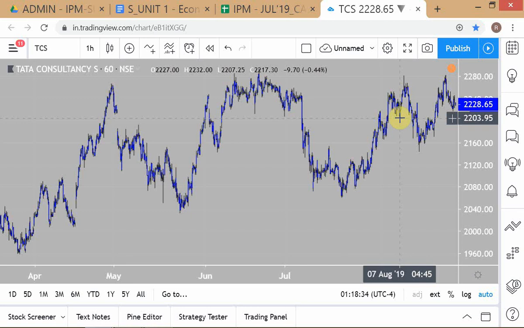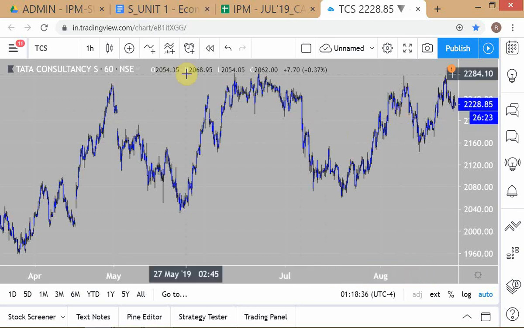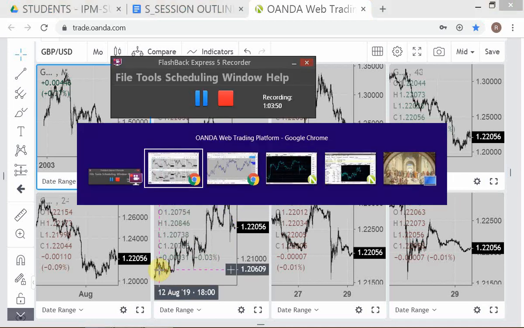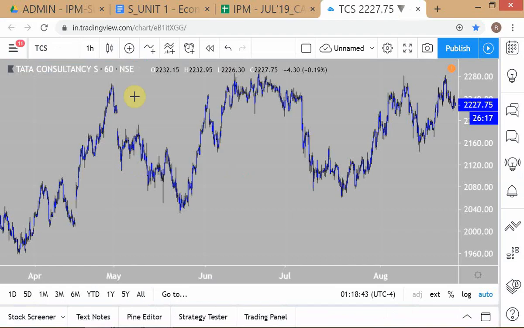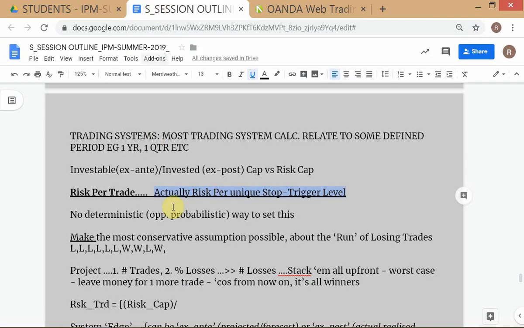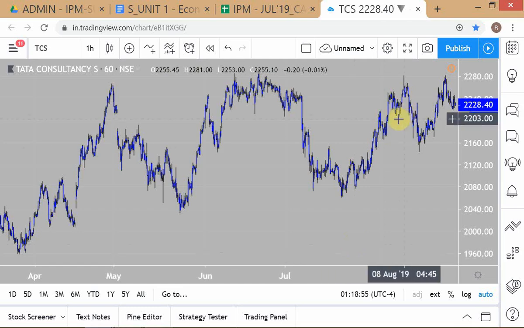Is this clear? Okay, so risk per trade really means risk per unique stop level. So this is what I mean. Risk per trade actually means risk per unique stop trigger level. Stop trigger level means every stop order has to have a trigger level.